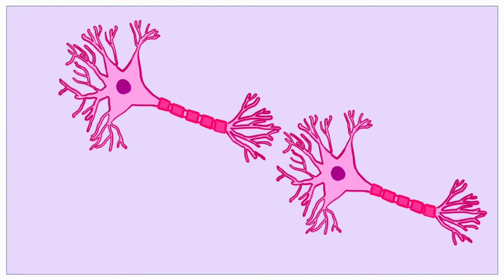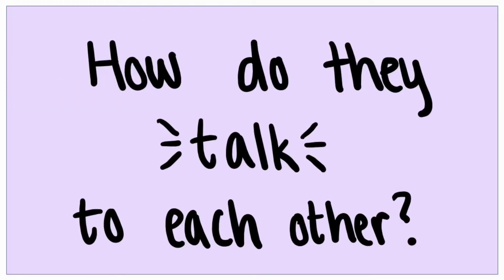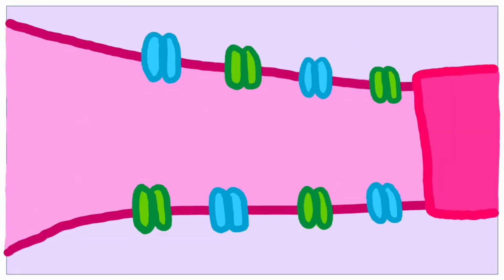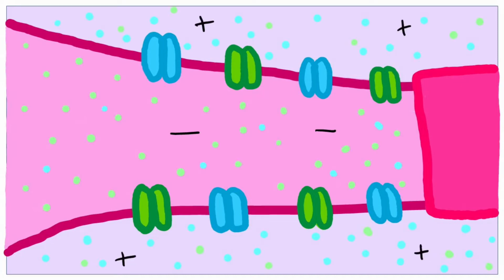Now that you know the parts of the neuron, how do they talk to each other? This fascinating process gets really cool at the top of the axon, where sodium channels and potassium channels line the membrane. The inside of the cell has a negative charge, while the outside holds a positive charge. The inside of the neuron is able to stay negatively charged because it contains small ions known as potassium ions. Keeping the outside positively charged are sodium ions.